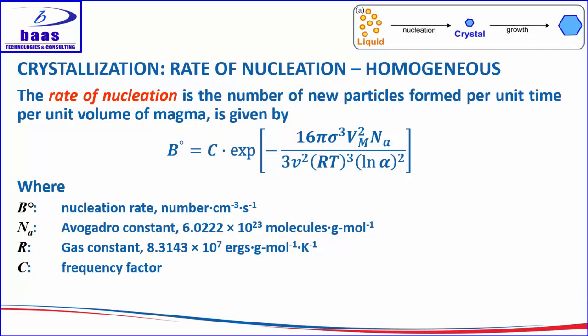The rate of nucleation is the number of new particles formed per unit time per unit volume, either of magma or per unit volume of crystal-free solution. That rate is expressed here by this expression. B is the nucleation rate, and Na is the Avogadro's constant, and R is the gas constant given in these units, and C is the frequency factor.